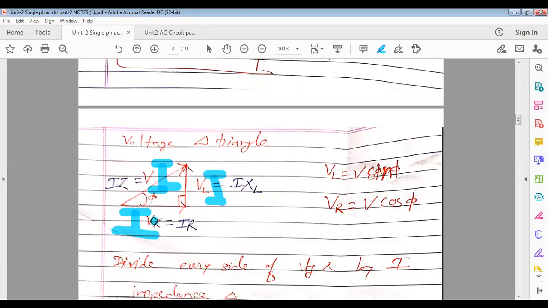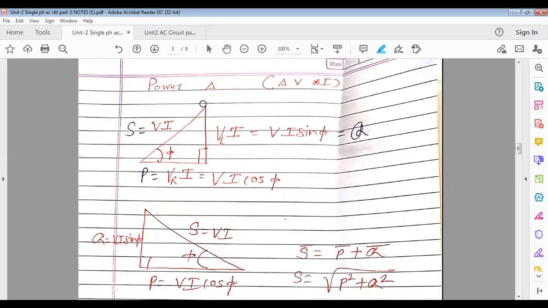And what is VR? What is the formula for VR? It's V cos phi. So what I'll get along this? VI cos phi. VL is what? V sin phi. So what I'll get along this? VI sin phi. And along this is VI. I have written it below. So how do you get the power triangle? Multiply every side of the voltage triangle by current.